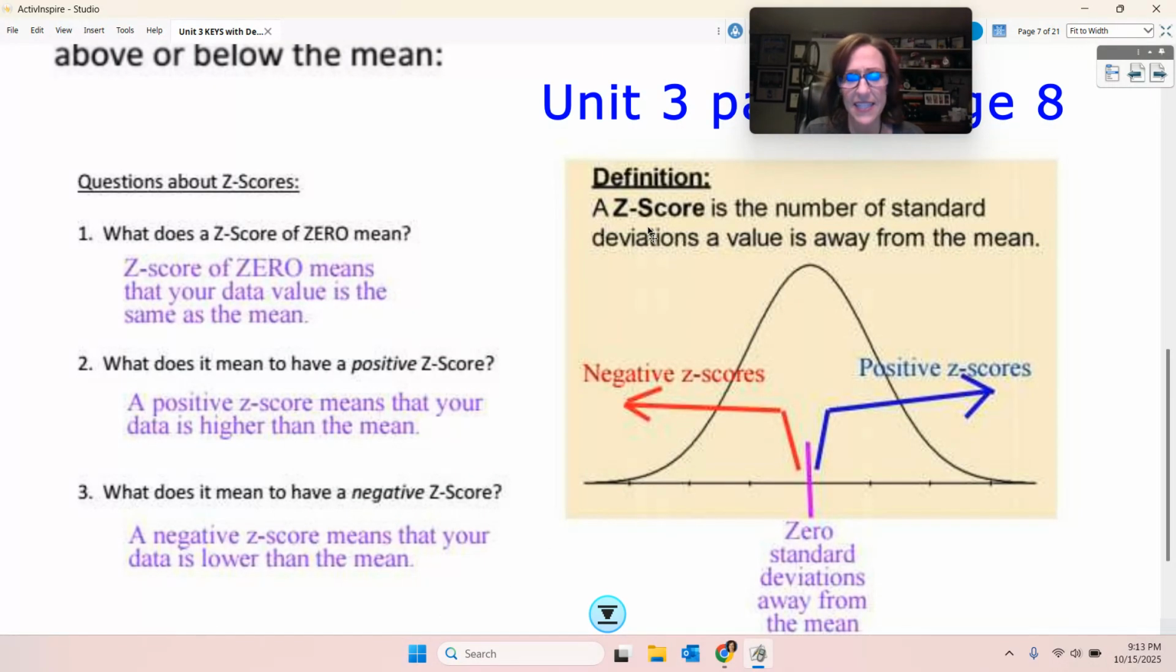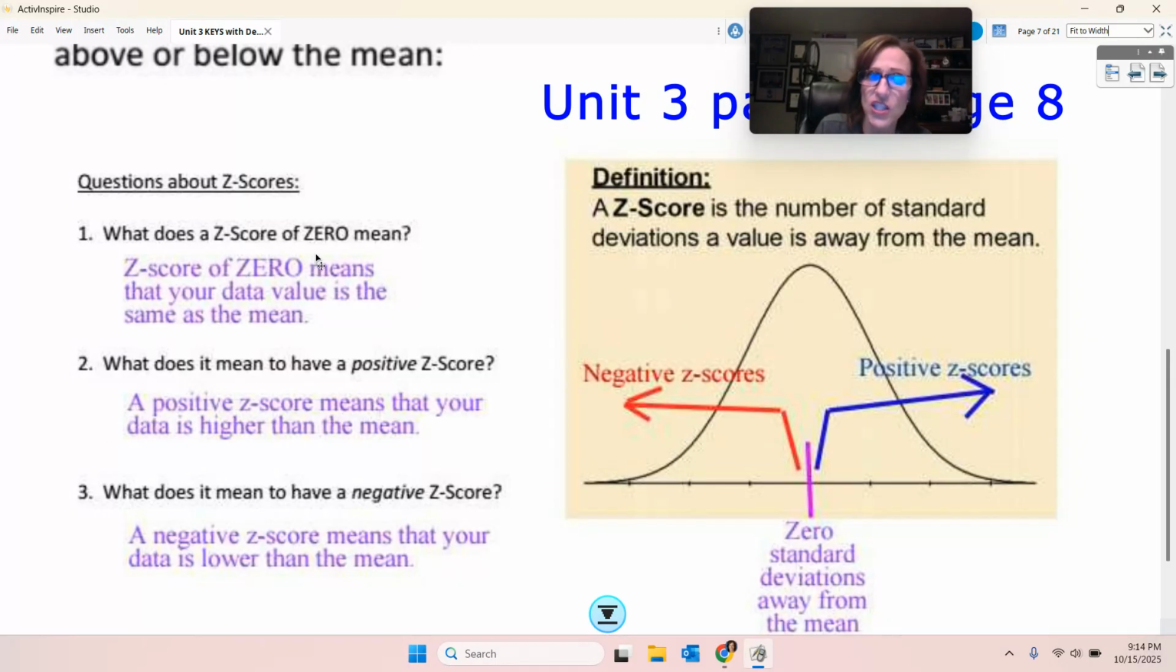The z-score is how many standard deviations you are away from the mean. If your z-score is +1, then you are over here to the right, 1 standard deviation above the mean. If your z-score is +2, then you're 2 standard deviations above the mean, and so on. And if you are below the mean, you have a negative z-score. We talked about the -1, -2, -3.